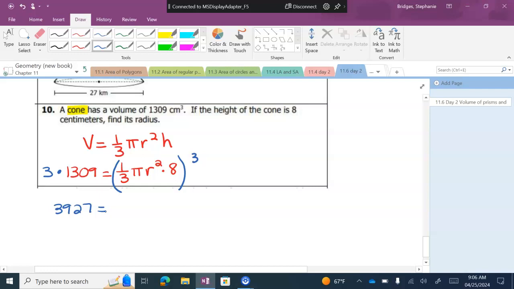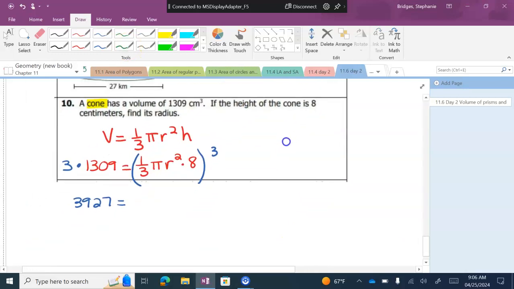Now here's the thing. On that right side, when I multiply by 3, the only thing that 3 is going to do is make that fraction cancel out. So this 3 is going to cancel out that 1/3. It's going to leave me with everything else there. So pi times r squared times 8.